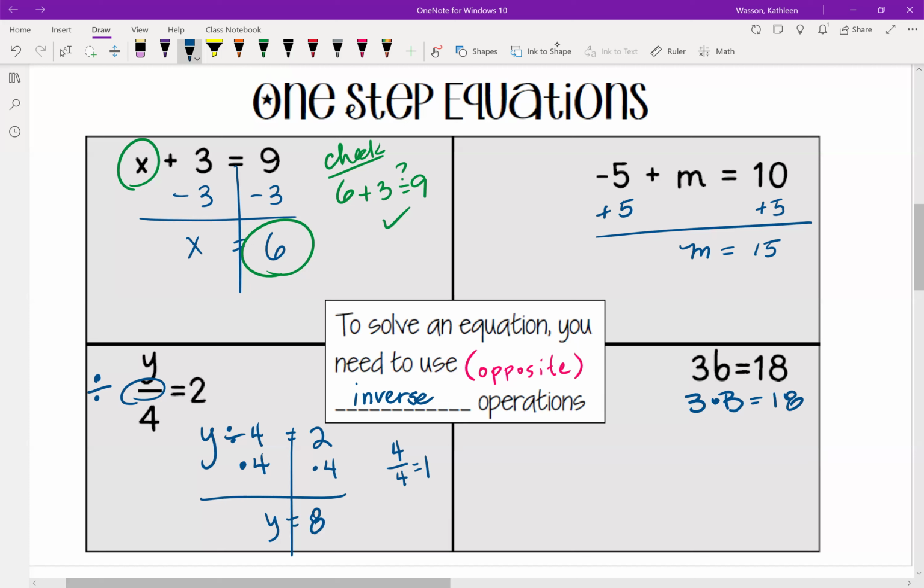3 times b is 18. Some of you can just look at this and know what b needs to be, but we'll follow the process and do an inverse operation. Opposite of multiplication is division. So I'll divide by 3. And I'll divide 18 by 3 also. And I get b equals 6.